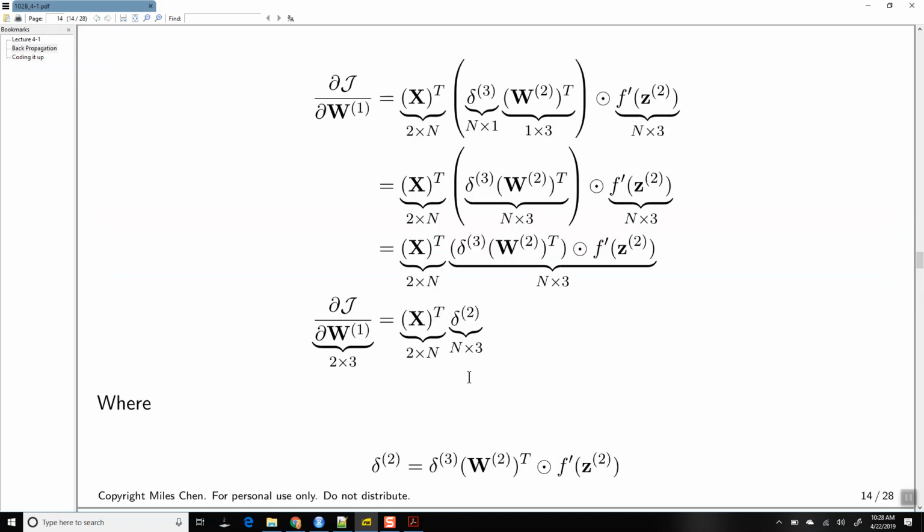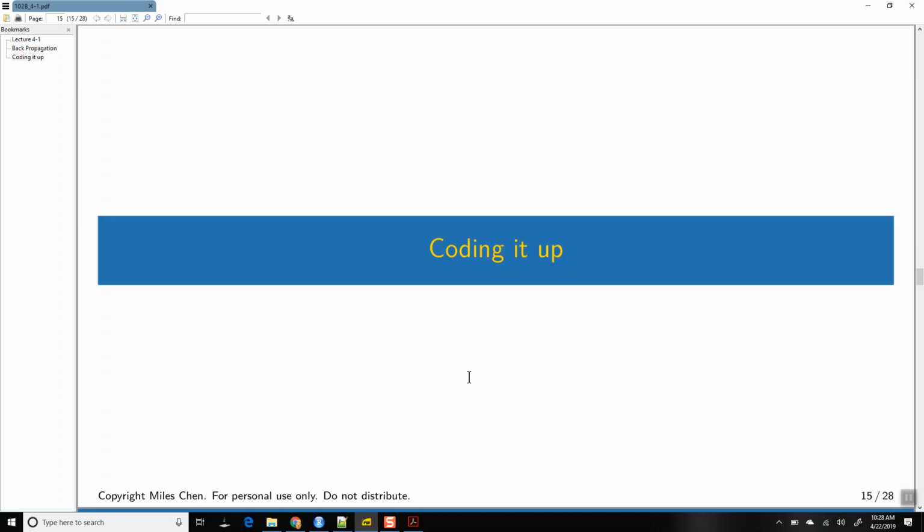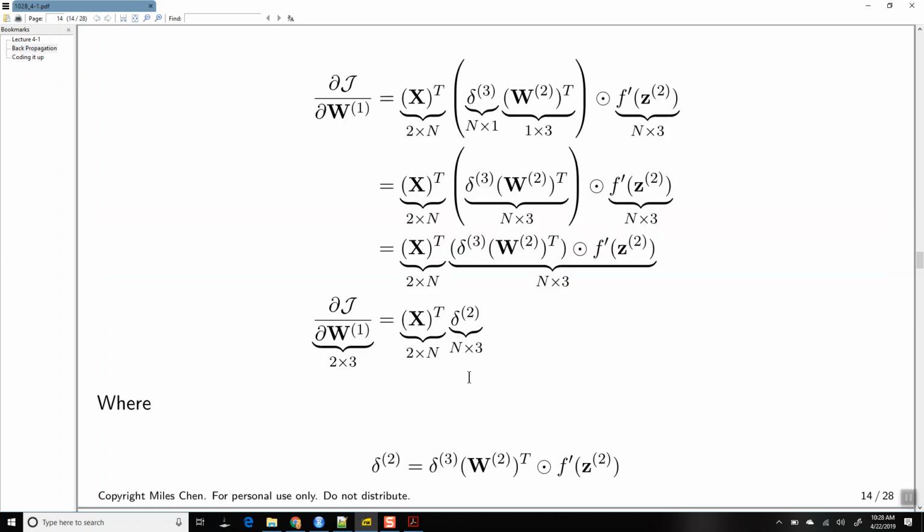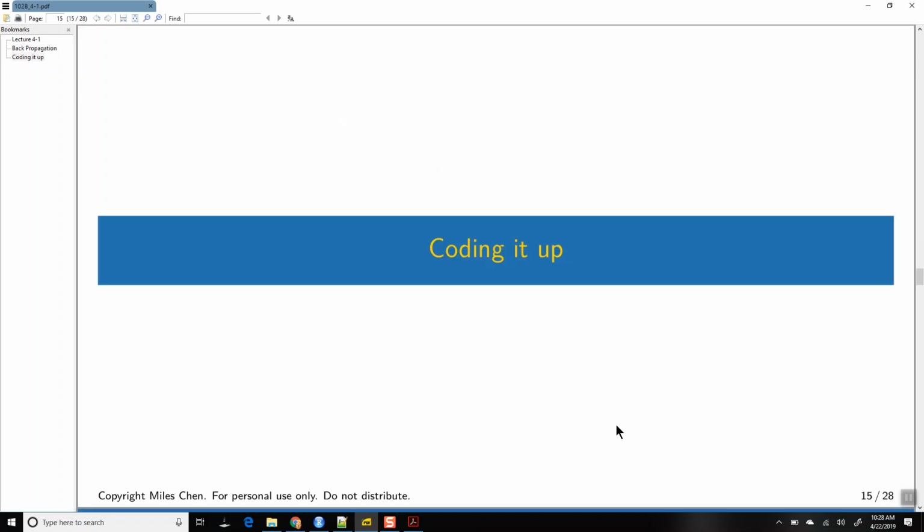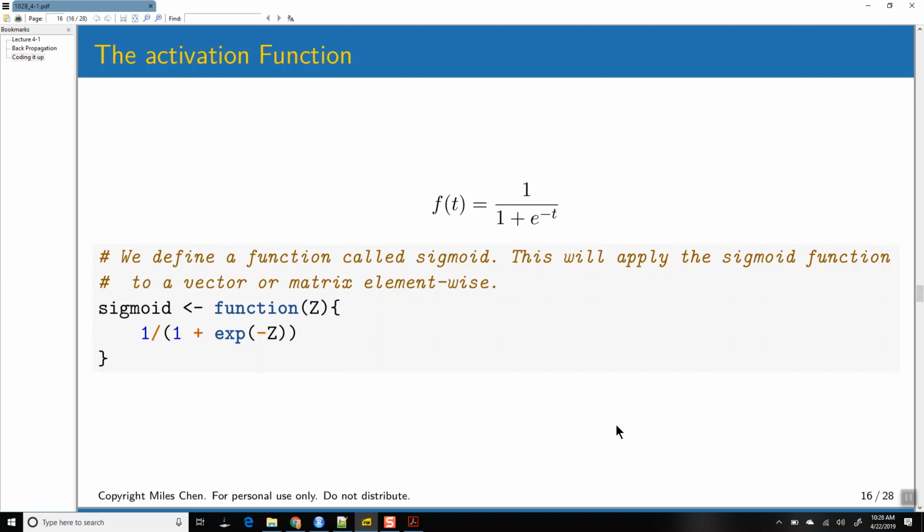Okay, so now all that's left is to code everything up, okay? Turning all of this math into code is actually the easiest part of all of this. Like, the math is the hardest, and then turning it into code is not so bad, okay?